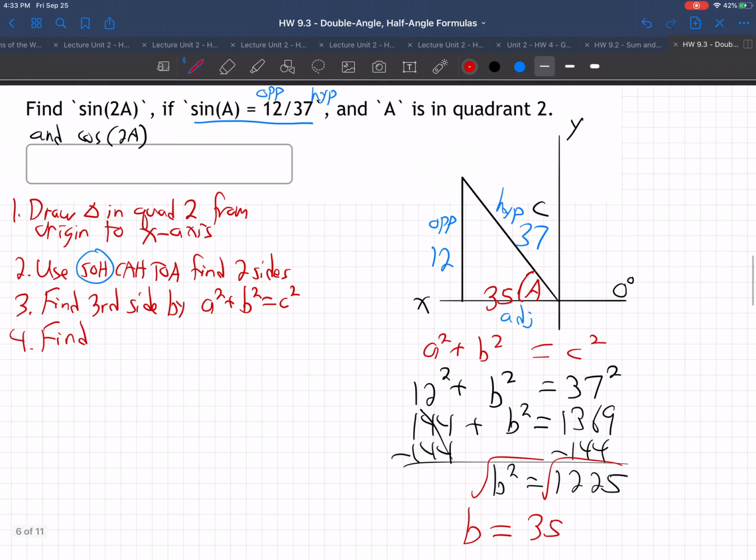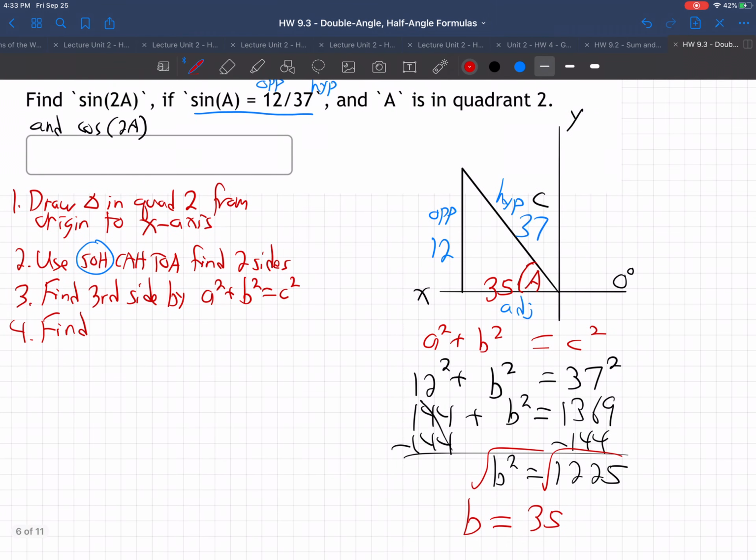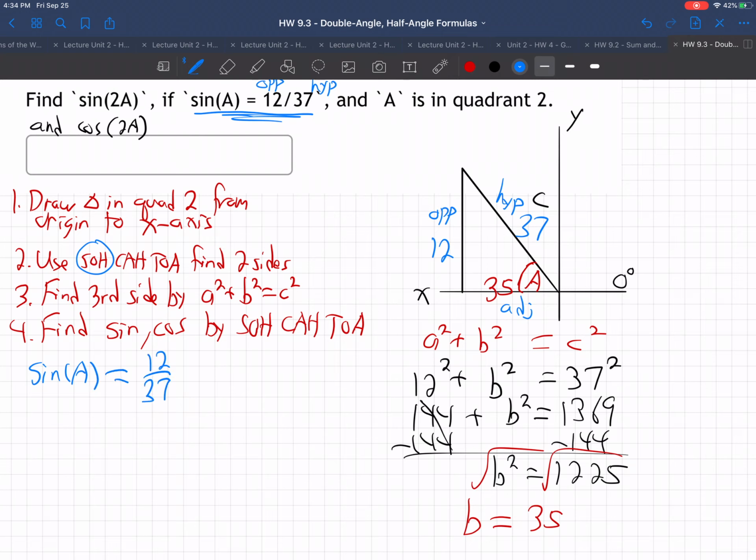Find sine and cosine by SOHCAHTOA. And tangent if you needed it, but we don't need tangent on this problem. By SOHCAHTOA, we've already got sine, right? From the beginning, they gave us sine of A, 12/37. Or we could do it right now. The sine is opposite over hypotenuse, sure enough.